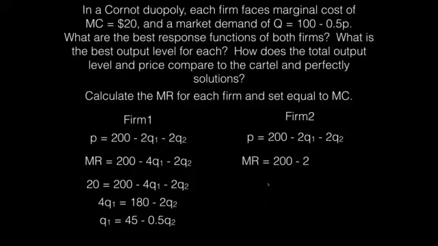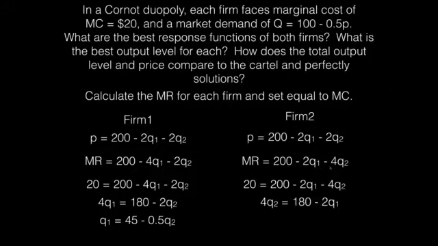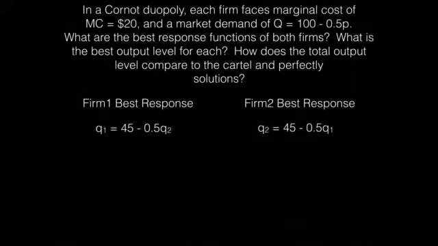We do the same exact thing for firm 2. Here you can see the coefficient in front of Q2 is doubled to 4. So we end up with marginal revenue is equal to 200 minus 2Q sub 1 minus 4Q sub 2. Again, we set that marginal cost is equal to marginal revenue. So we have 20 is equal to 200 minus 2Q sub 1 minus 4Q sub 2. We solve for Q sub 2 and we get Q sub 2 is equal to 45 minus 0.5 Q sub 1. So we have the best response functions for each of these firms.